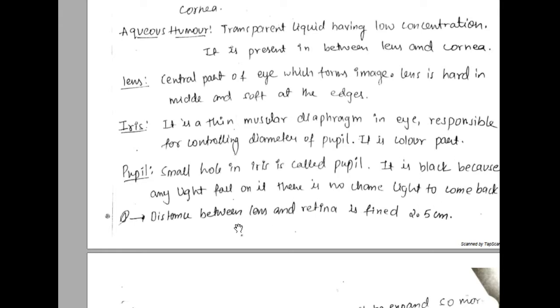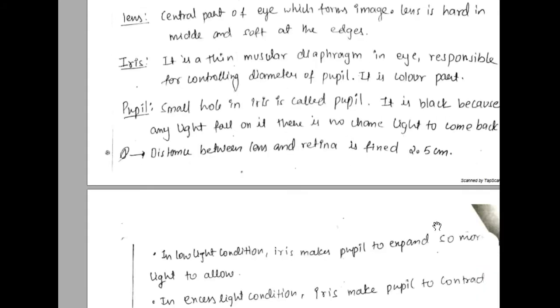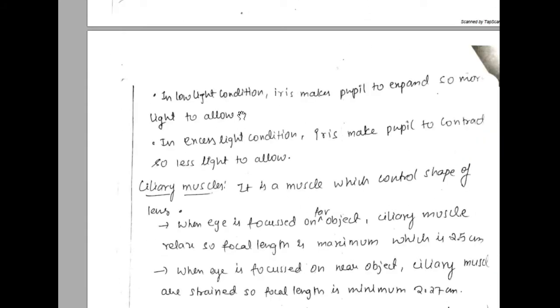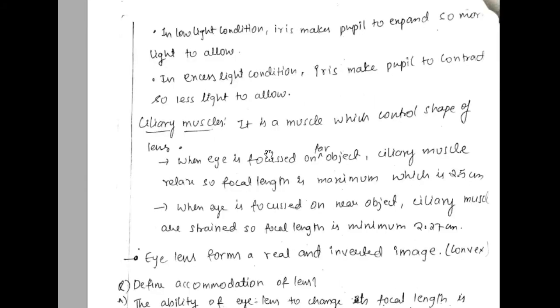Next, the distance between the retina and lens is fixed at 2.5 centimeter. In low light conditions the pupil expands, and in excess light the pupil contracts. Next we have learned about the ciliary muscles. The ciliary muscles control the shape of the lens. When the eye is focused on a far object, the ciliary muscles relax, so the focal length will be maximum, 2.5 centimeter. When the eye is focused on a near object, the ciliary muscles strain and the focal length becomes minimum, 2.27.